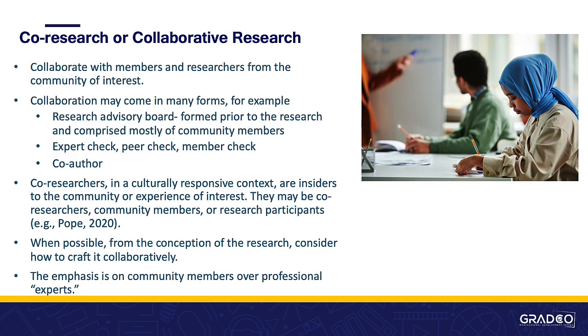Now, let's say you're a later career researcher and you're just starting to think about these ideas. There's absolutely no reason that you can't also start to develop these relationships with the communities of interest, but the earlier we can start thinking about this in our research, the better. So you can collaborate with members from the research group and with other researchers, and then maybe with other researchers who are from the community of interest. So there's a lot of different ways that collaboration can occur.